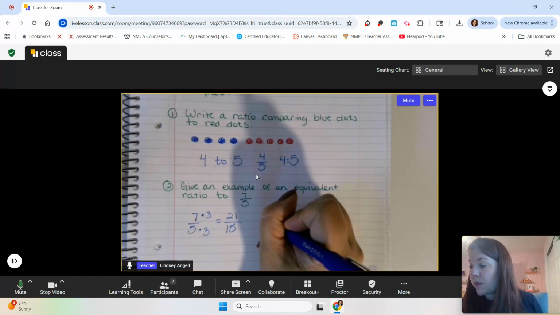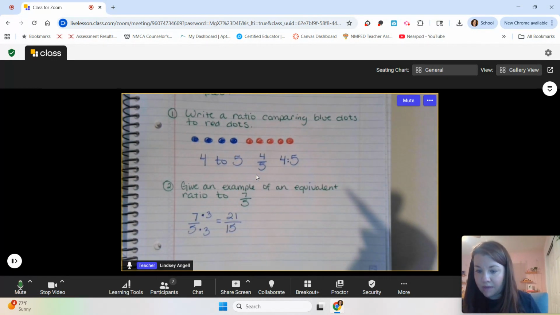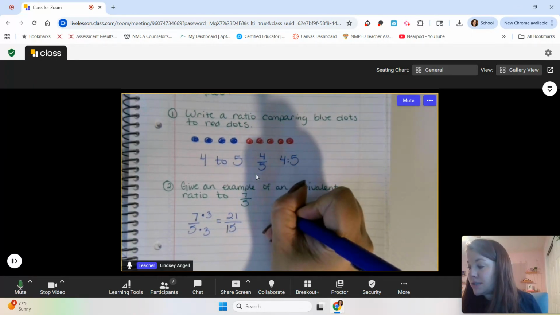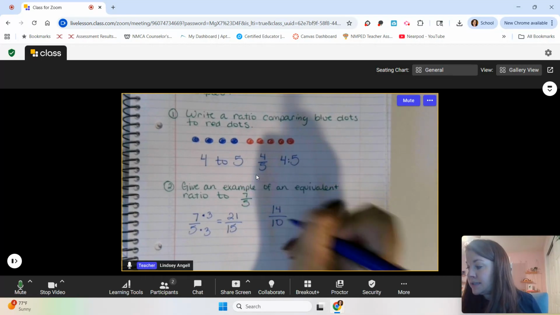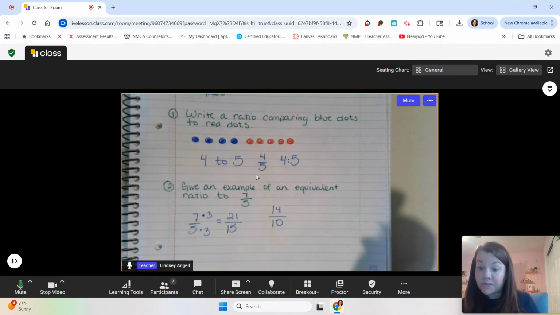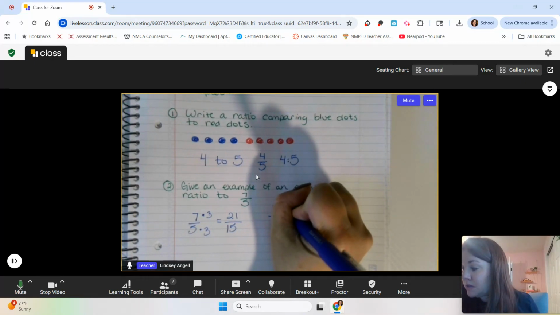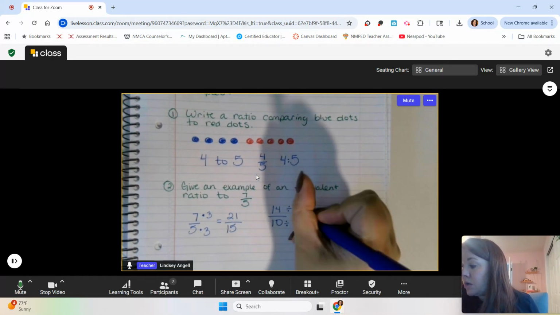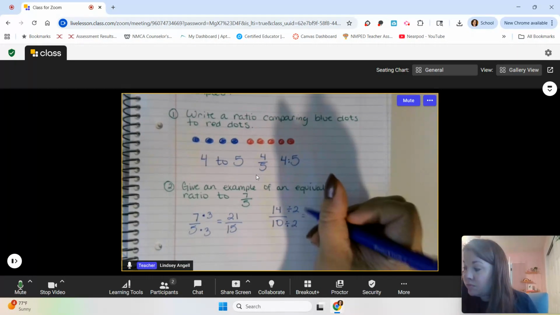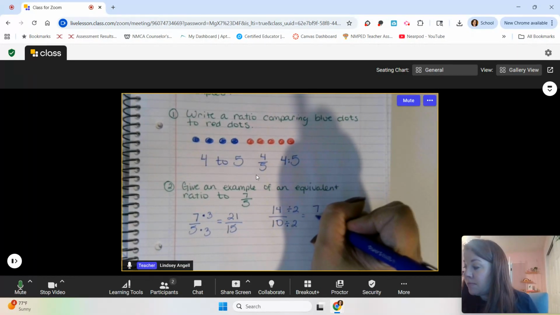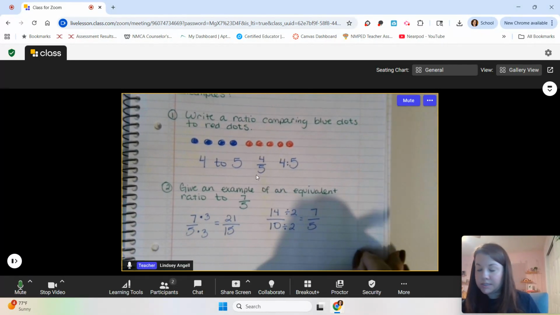So we could go the opposite way. Now this can't be reduced. 7 and 5 don't have anything in common. But let's just say I had the ratio of 14 to 10. Well, I could have done the opposite. Like here I multiplied. I could also divide, and I'm still creating an equivalent ratio. I can recognize, okay, both of those could be divided by 2, which would get me back to 7 over 5. All right, so either way.